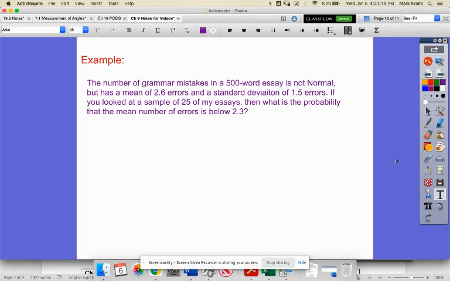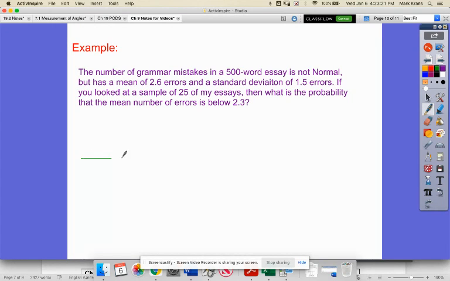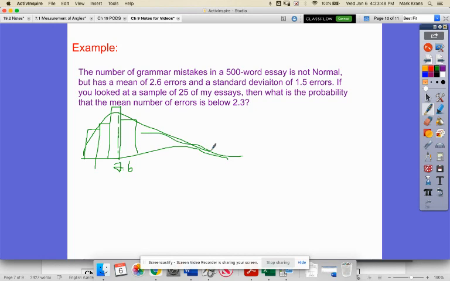So the population probably looks like this, right? If the mean is at 2.6, it's actually probably not even like this. It's a bar graph, where most of the time I'm getting 2 errors. Sometimes I'm getting 1 error. Sometimes I'm getting 0 errors. And then sometimes I'm getting 3 errors, or 4, 5, 6, 7, 8, and it just dwindles off. But 2.6 is my mean. Standard deviation is 1.5.